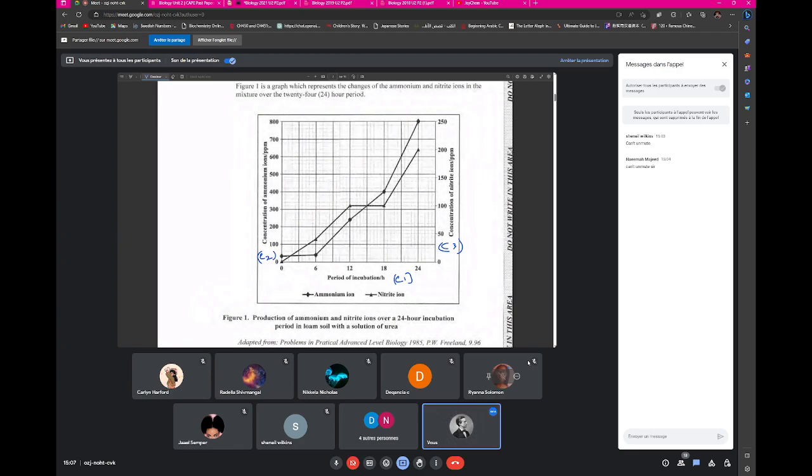Okay. Anyone else has another suggested title? Some persons tend to just use table showing production of ammonium and nitrate ions over 24-hour incubation period in loam soil with a solution of urea. Some persons tend to just use what the figure title is and put table showing in front of it. Do you guys think that would work? Alright.